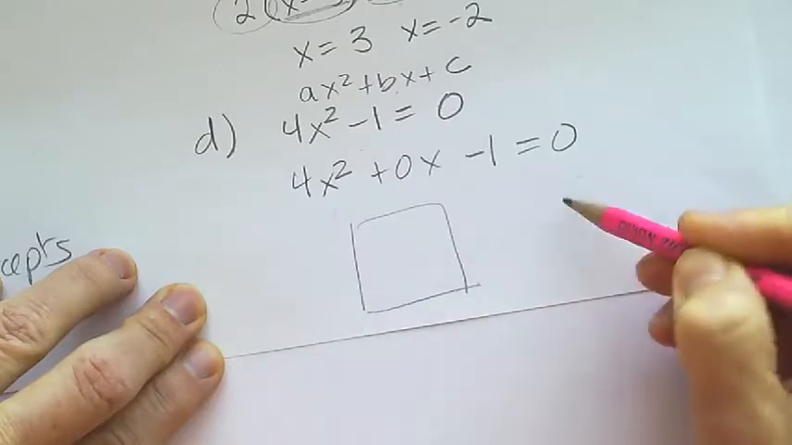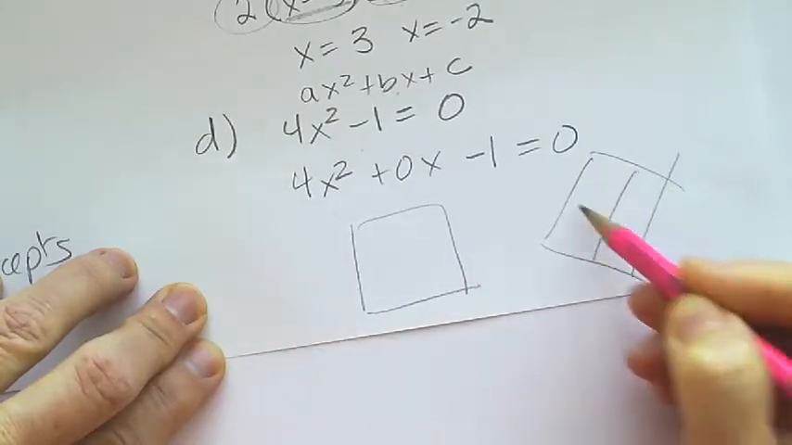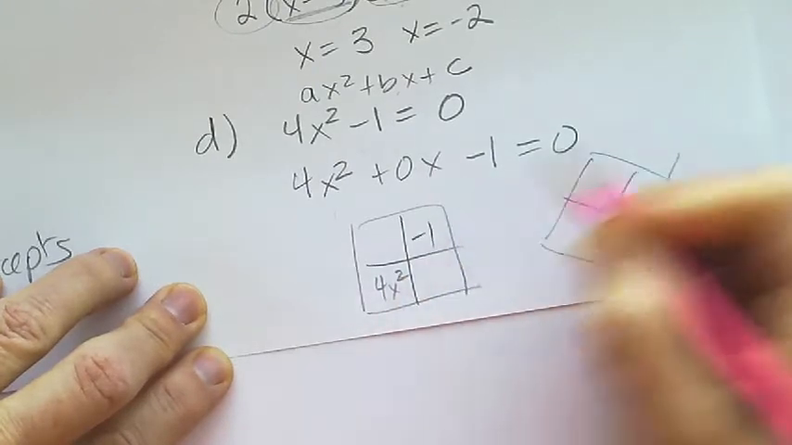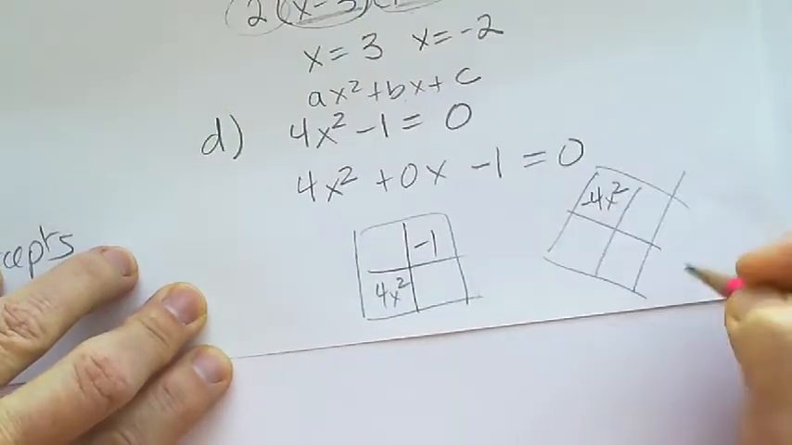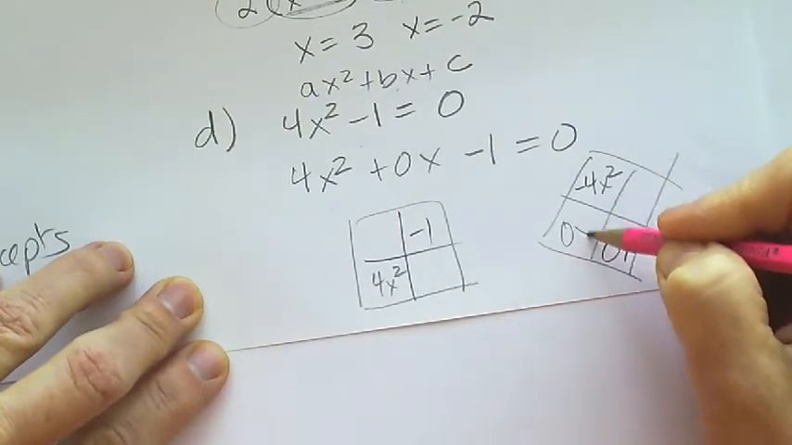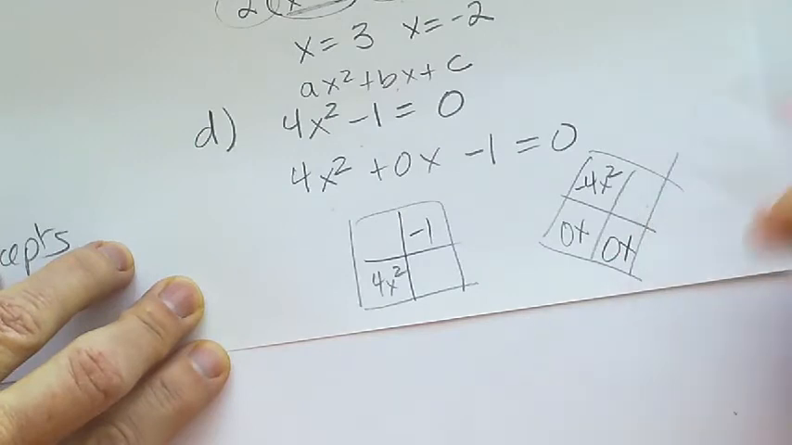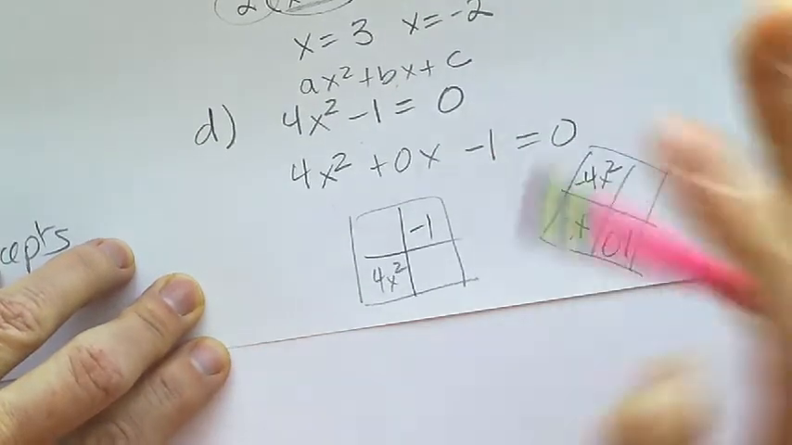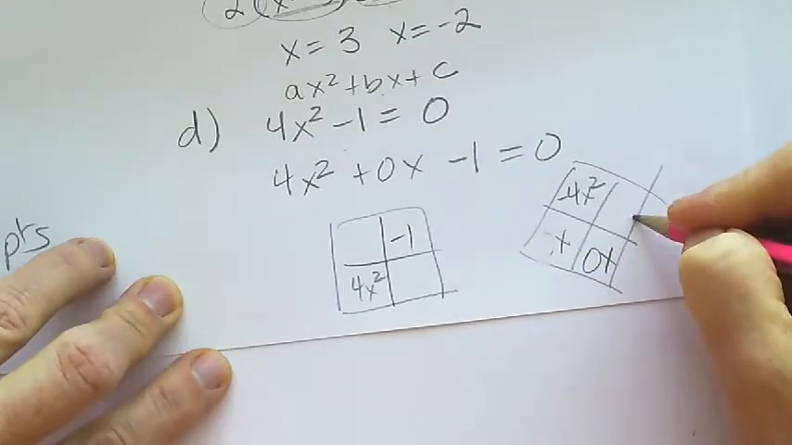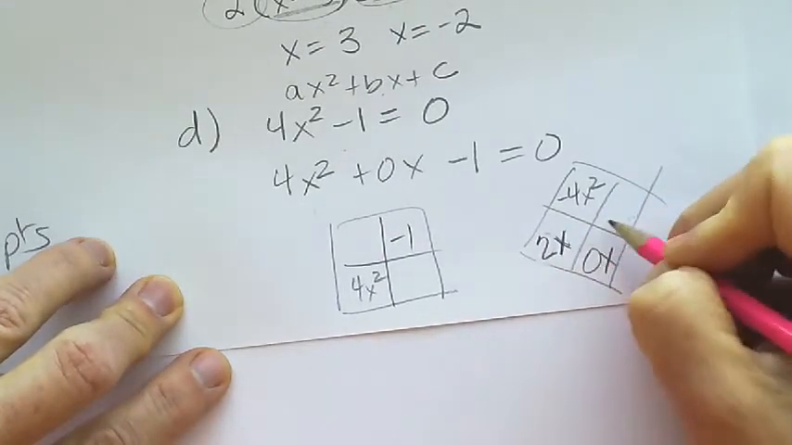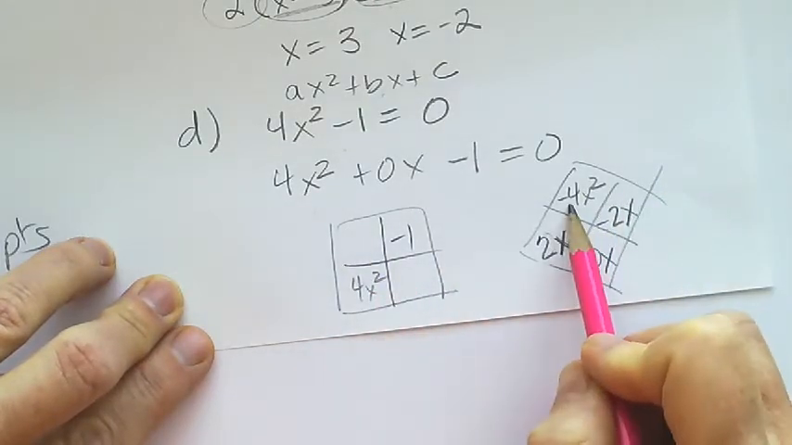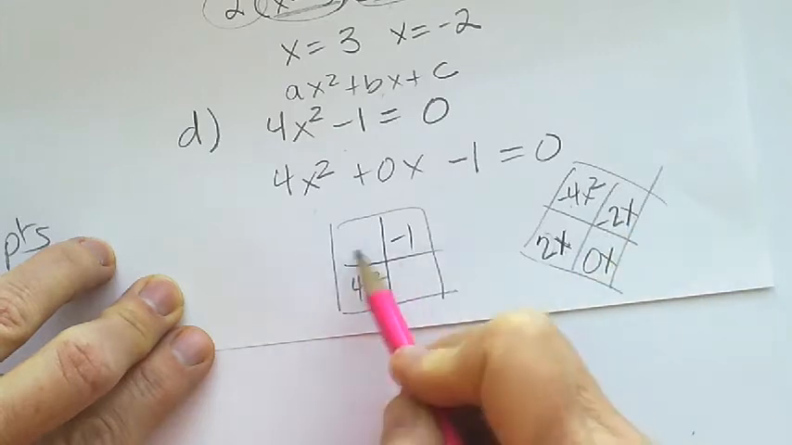Factor that out. I'm going to do that. That's going to give me negative 4x squared on top, 0x on the bottom. So I know this has got to be factors of negative 4 that add up to 0. So I know that these are going to have to be opposites. So I know it's going to be 2x and negative 2x, because that multiplies to give me negative 4, but when I add it, I get 0.